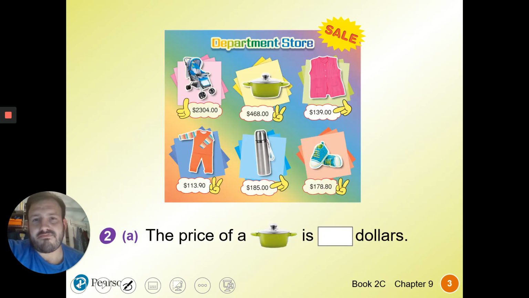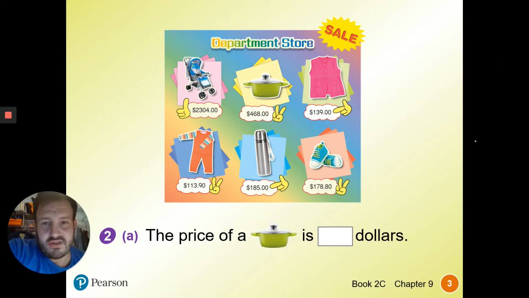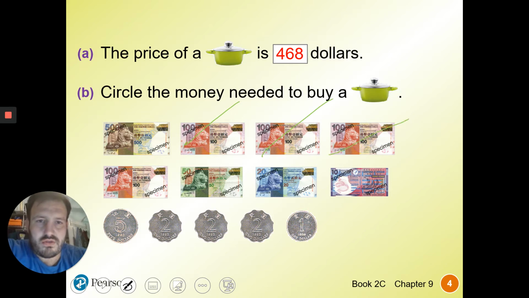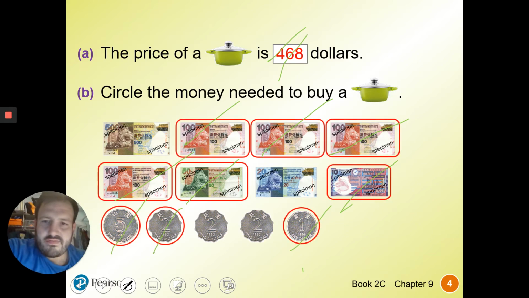Excellent. The price of this pot, well, how much is that? That's going to be $468. So what do I need to work out this one? Well, I need to find 100, 200, 300, 400. So I found that one. Now I need to calculate 60. Well, I can do 50 and I can do 10. That gives me 60. Then I need to calculate 8. 5, 7, 8. Excellent.